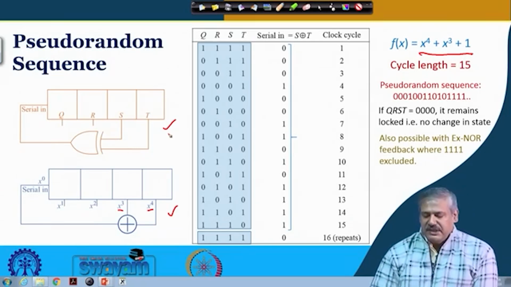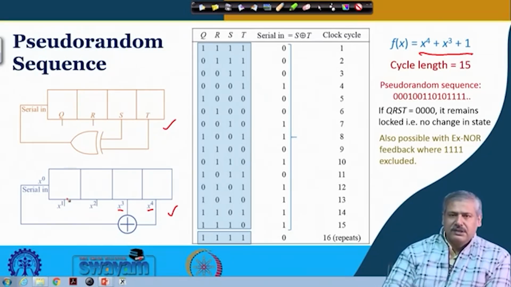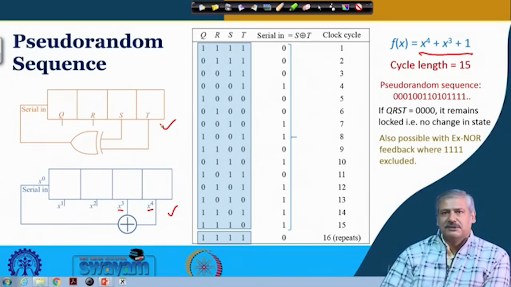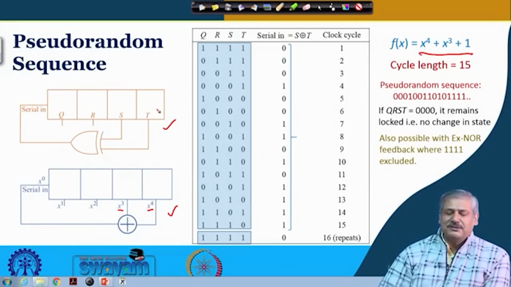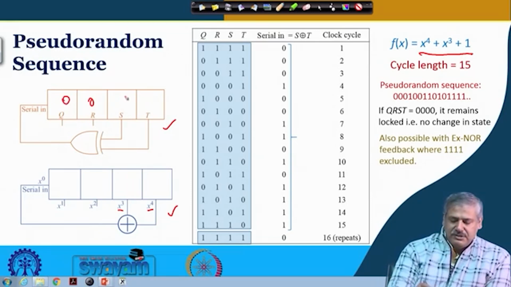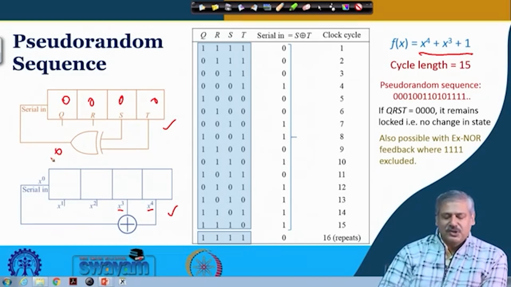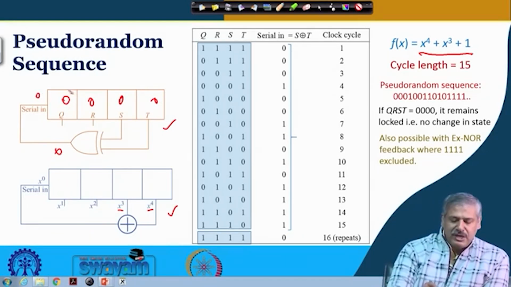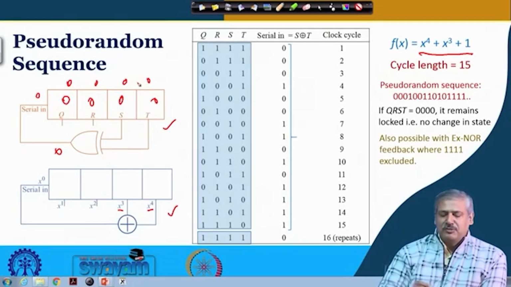So, if this happens, let us see how with the clock these states will evolve, and what will be the serial in each case. If it is initialized with say 0 0 0 0, what will happen? If it is all 0 0 0 0, so 0 0 XORed output is 0, so this 0 will be fed in. Again the next value will be 0 0 0 0, so it will remain locked. So, it is not to be initialized with 0 0 0 0.